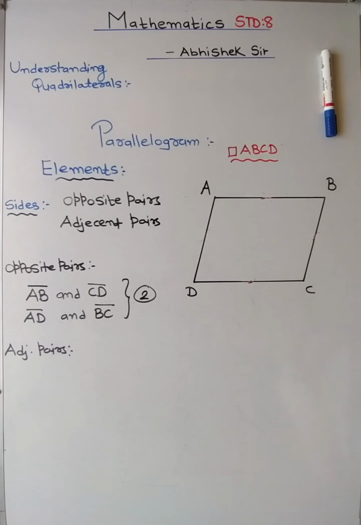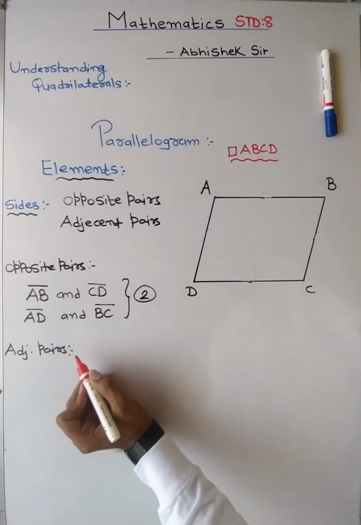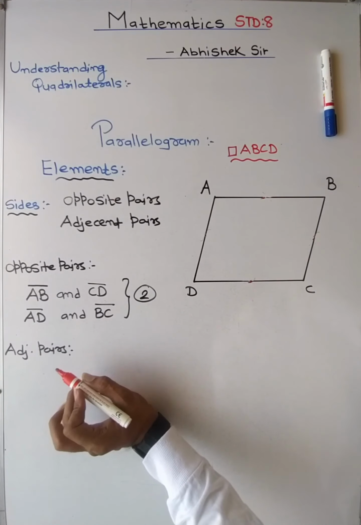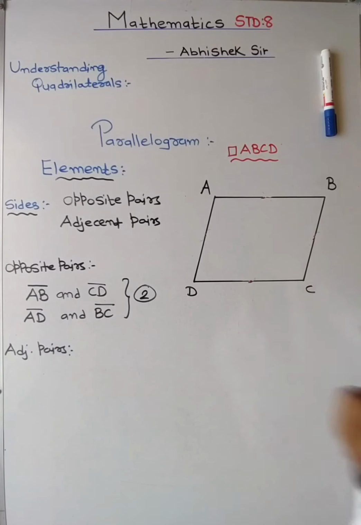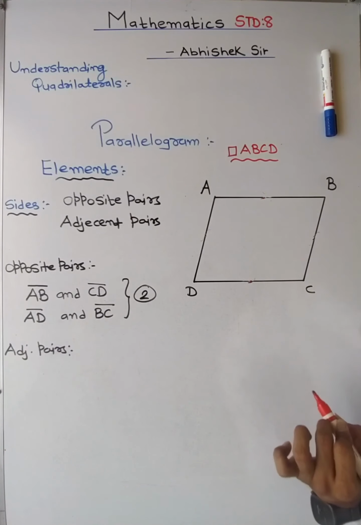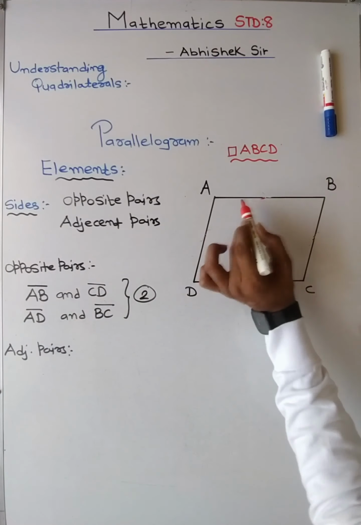Now let us see what are the adjacent pairs. So how do you identify? How can you find out adjacent pairs? So remember, those pairs in which one vertex is common are called adjacent pairs. So let us start with this one.